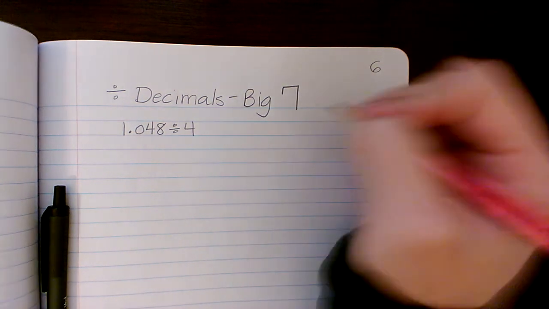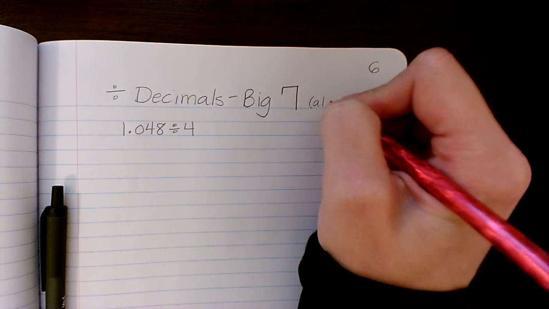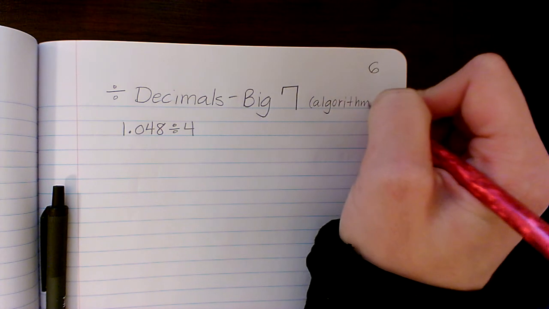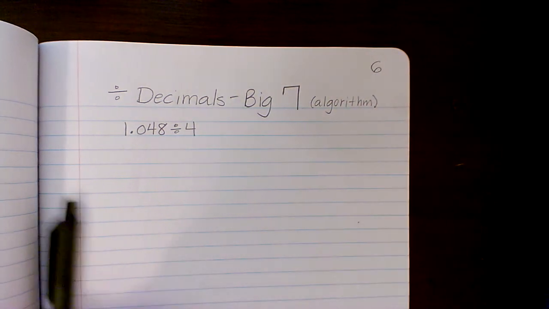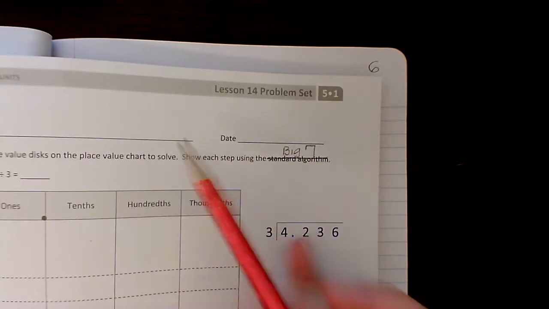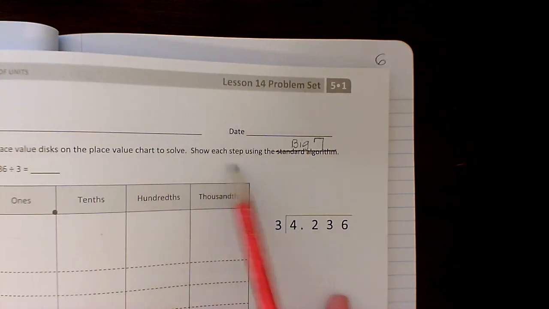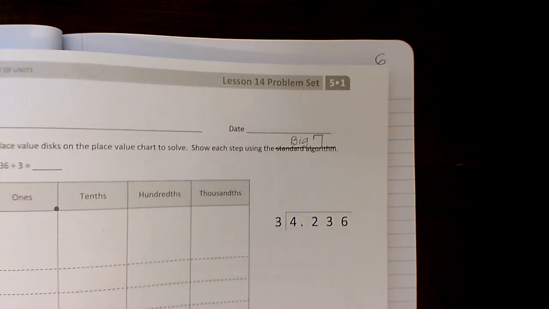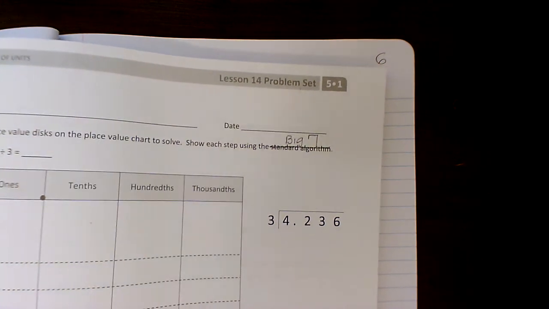So this is really replacing our algorithm strategy. If it ever asks you to divide using the standard algorithm, you're going to use this strategy. For example, in our lesson 14 problem set, it says show each step using the standard algorithm. This is the Big 7 strategy. So it's the same thing.